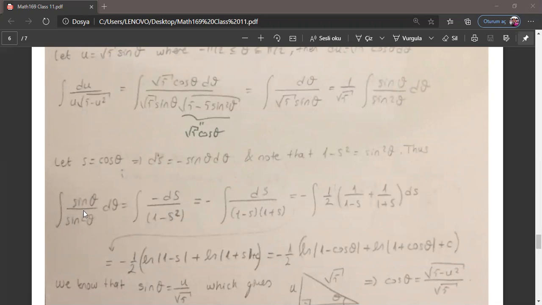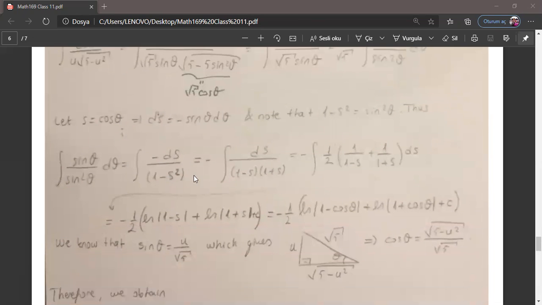Now, what do we have? We had this integral before. So sine theta d theta is minus ds here. Sine squared is 1 minus s squared. I don't know if you had seen these decompositions before, but you will, so it's practice, you might say.